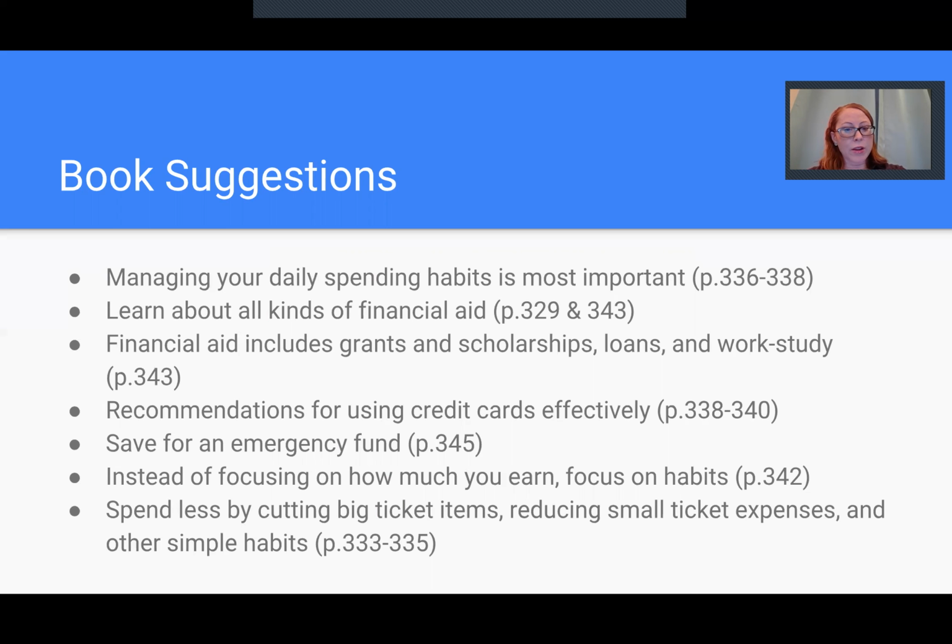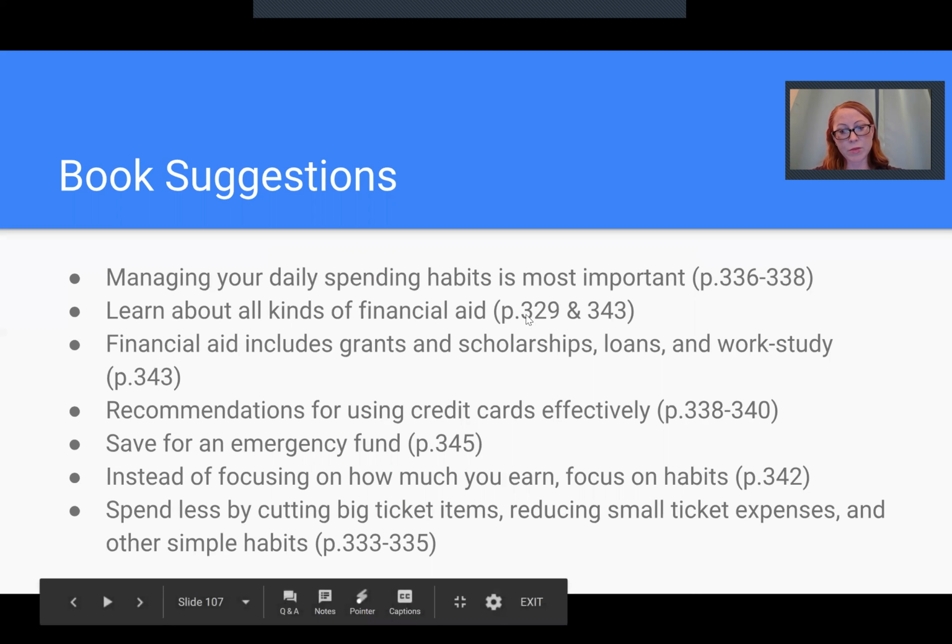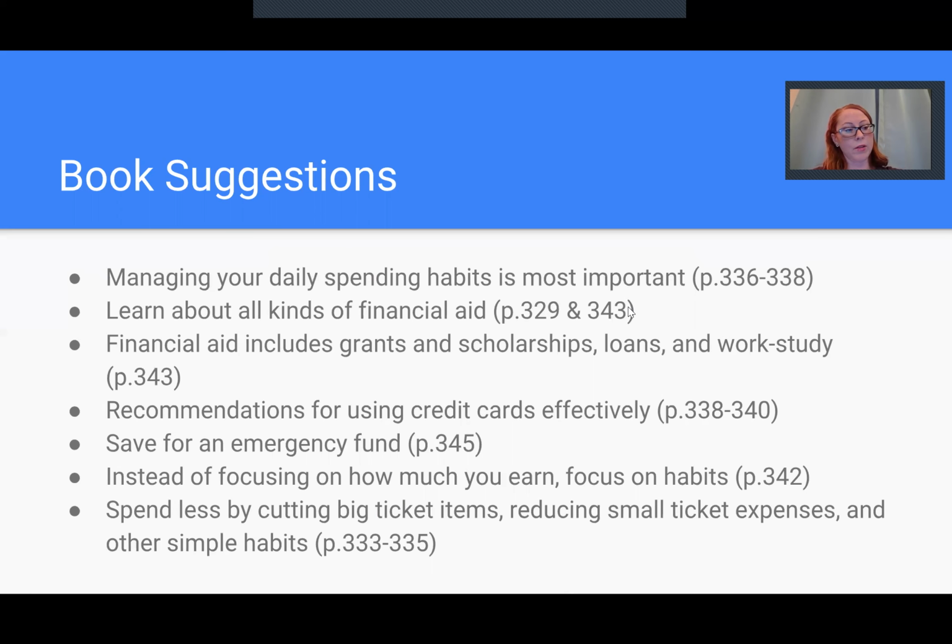It talks about learning all kinds of financial aid, and there are two different pages. Notice there's no dash here, so it's not talking about all of the pages in between, just this page and this page. And there are a couple links I'm going to give you on the next slide as well to check out. The next thing you need to notice in the chapter is that financial aid includes grants and scholarships, loans, and work study.